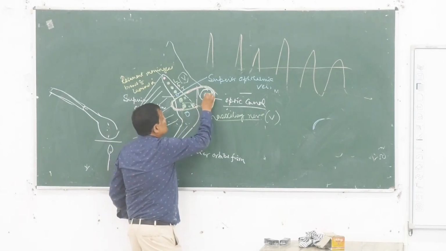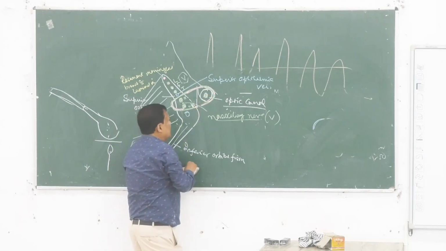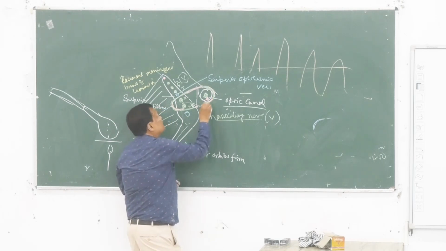Through the optic canal passes the optic nerve along with meninges and the ophthalmic artery.